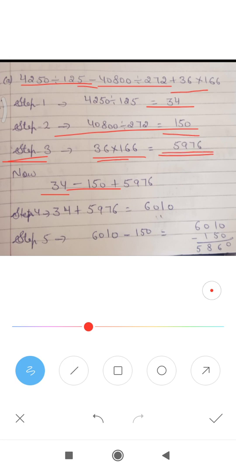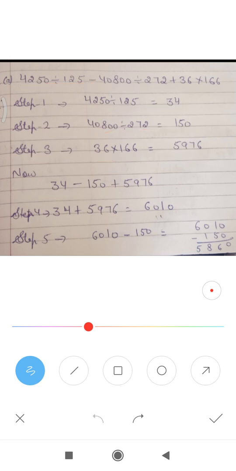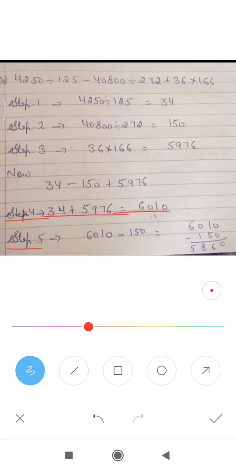5,976. Okay, written all. Now in step 4, what will we do? After multiplication, what is there in BODMAS? Addition. Now we will add 34 and 5,976. We will get 6,010. Then in step 5, what will be there after addition? Subtraction. We will subtract now. 6010 minus 150. Then its answer will be 5860. Okay, dear.